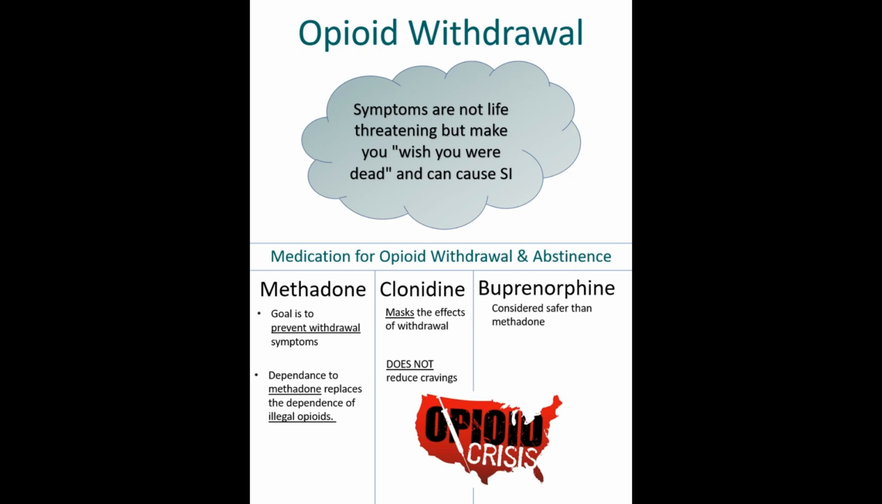As far as withdrawal and abstinence goes, we have methadone, which the goal is to prevent withdrawal symptoms. But our dependency to methadone is going to replace our dependency to illegal opioids. We have clonidine, which is going to mask the effects of withdrawal, but it does not reduce the cravings. And buprenorphine, this is your Suboxone. It is considered safer than methadone because it's an opioid agonist-antagonist. So it has that antagonist in it to help prevent overdose.